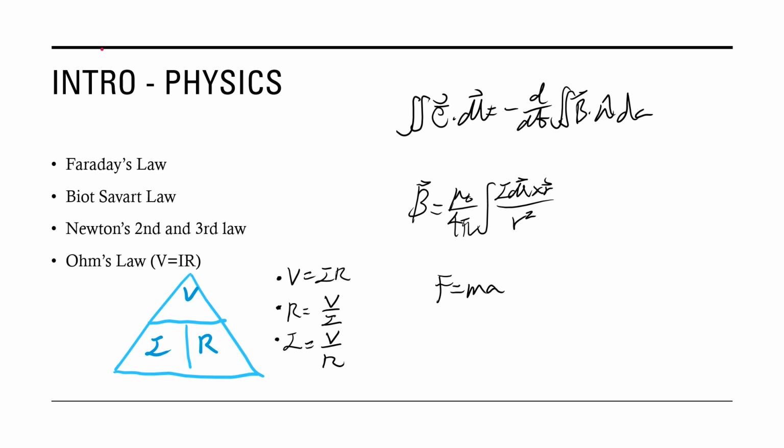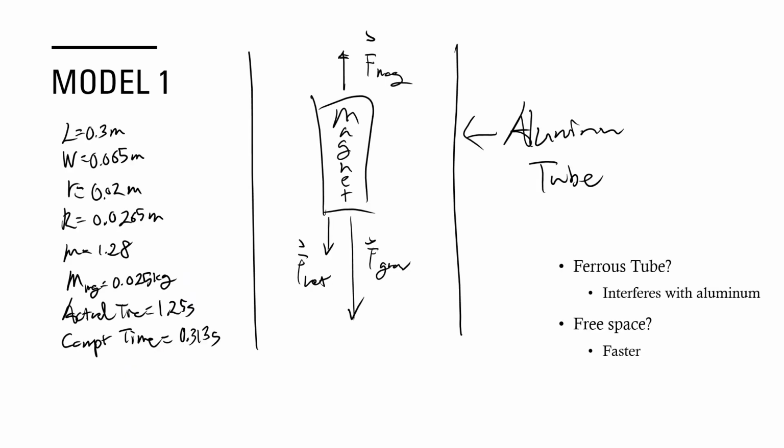There are mainly 4 or 5 physics laws or principles that were used for the experiment. First is Faraday's law, second is the Biot-Savart law, third is Newton's second and third law, which would be used to explain the results, and fourth would be Ohm's law that would be used in the what if and why section. The model was pretty simple.